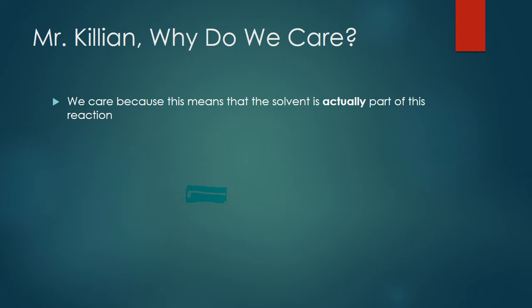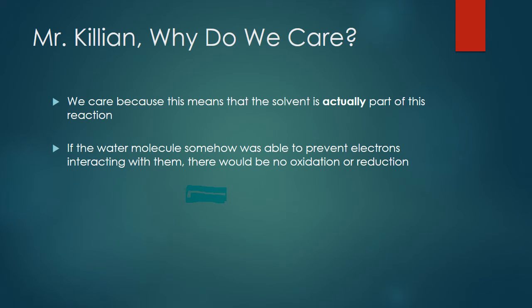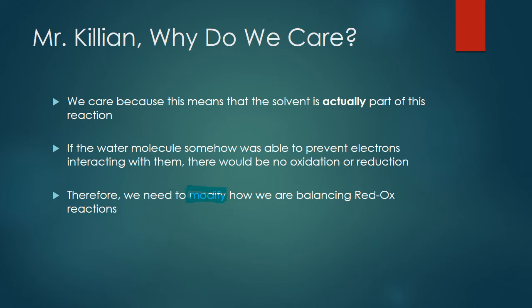This means that the solvent is actually part of the reaction. Before, we could just say something was aqueous. But now, in redox reactions, and only in redox reactions, the solvent is part of the reaction. The water molecule is somehow able to prevent electrons from interacting with the ions inside. We wouldn't have any oxidation or reduction. So therefore, we need to modify how we are balancing redox reactions. And I want to emphasize this. I gave it its own little thing. We're not changing. We are modifying. We are simply adding on a little end to incorporate the fact that the water molecule matters and the solution chemistry matters.